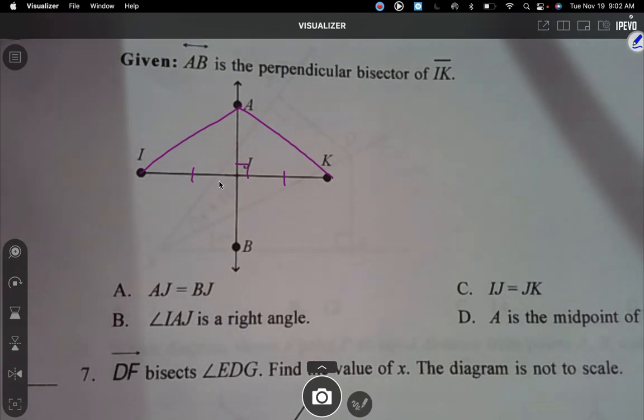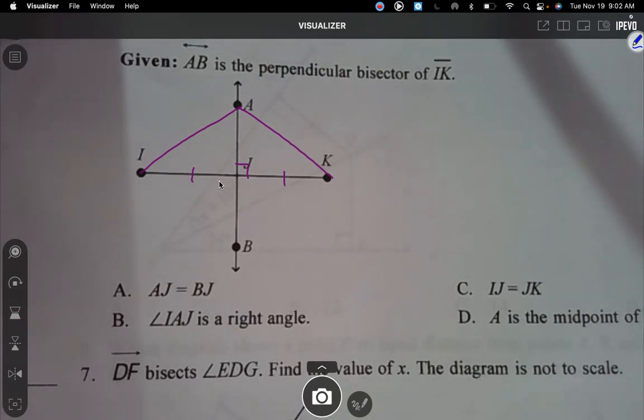So, let's see what all this says. The first one says that AJ and BJ are equal. I don't know anything about this half. I don't know, no, not one thing, okay? Because I was really talking about what's up here. Okay, so now, let's see. Angle IAJ is a right angle. That does not even look like a right angle, right? That's that angle right there. So no.